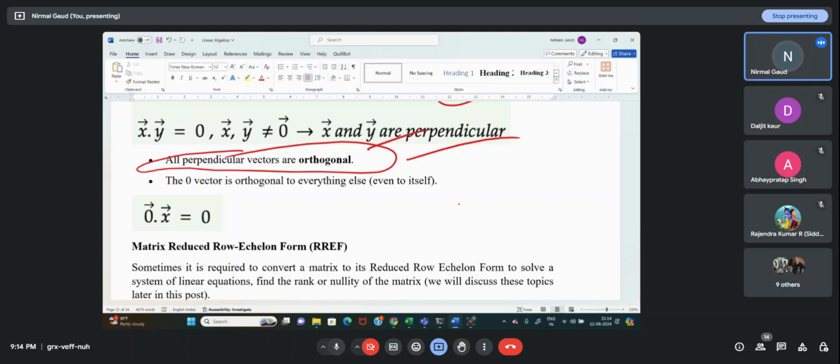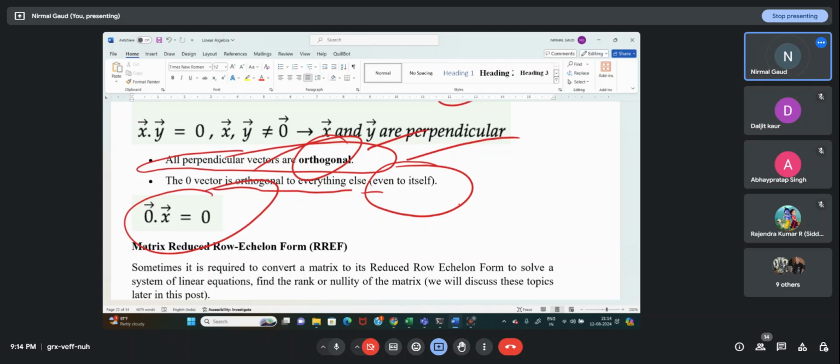Orthogonal means perpendicular. If the vectors are perpendicular, they are orthogonal. The zero vector is orthogonal to everything else, even to itself. So the dot product of 0 with any other vector is 0 only. So the zero vector is perpendicular to each and every vector. That's it. So these are certain properties. So orthogonality, please don't forget. Perpendicular vectors are orthogonal. Okay, if they are perpendicular, they are orthogonal.